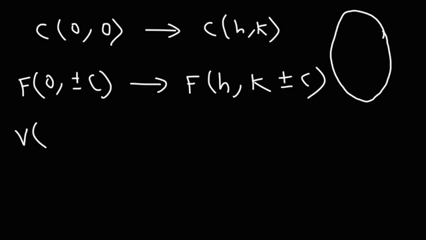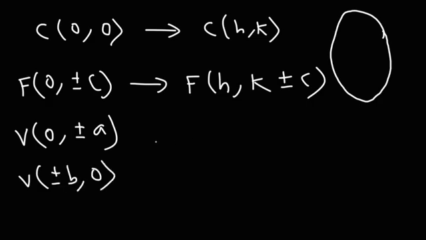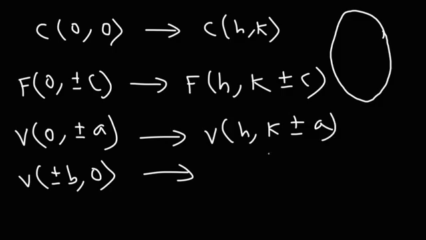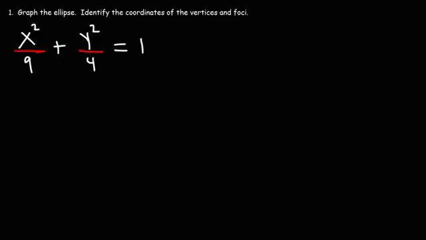The major vertices will be (0, plus or minus a). The minor vertices are (plus or minus b, 0). So when it's been shifted, this becomes (h, k plus or minus a), and this becomes (h plus or minus b, k). Now let's work on some practice problems. Go ahead and graph the ellipse and identify the coordinates of the vertices and the foci.